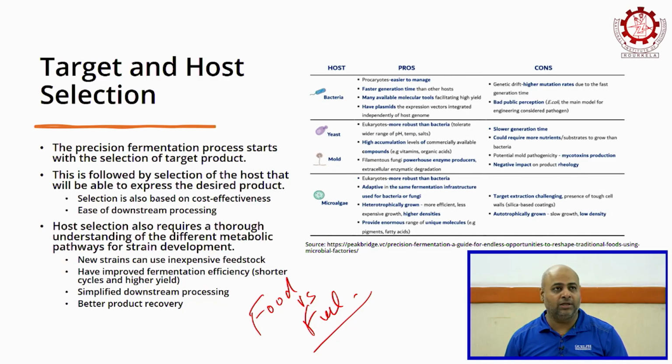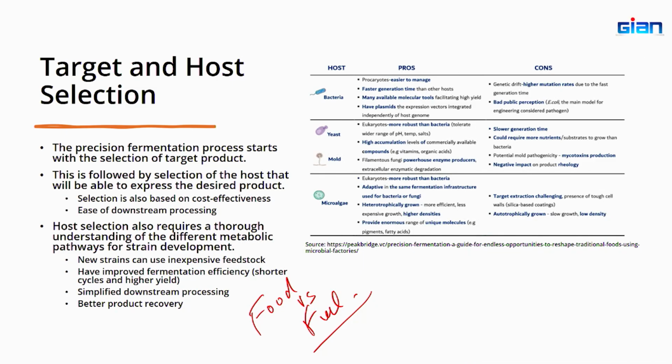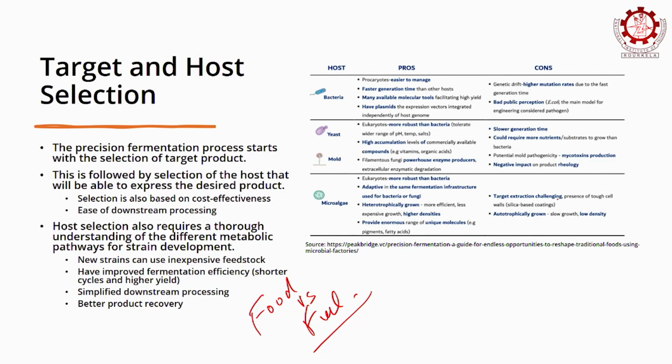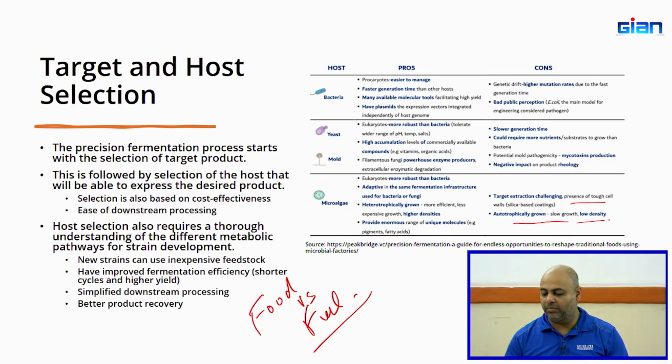Mycotoxins production is one of the issues that is there, and it has a negative impact on the product rheology. If you're using fungi, the rheology will change because fungi itself will add texture to your product. Then it comes to the microalgae. You have target extraction challenges, which are the presence of tough cell walls, which are silica-based coatings, and autotrophically grown, some like slow growth and low density.